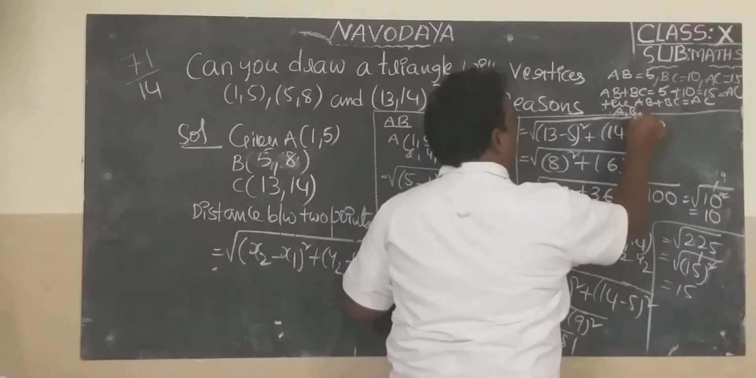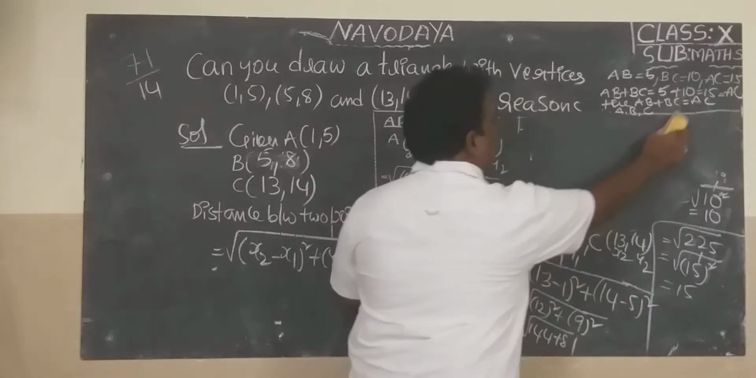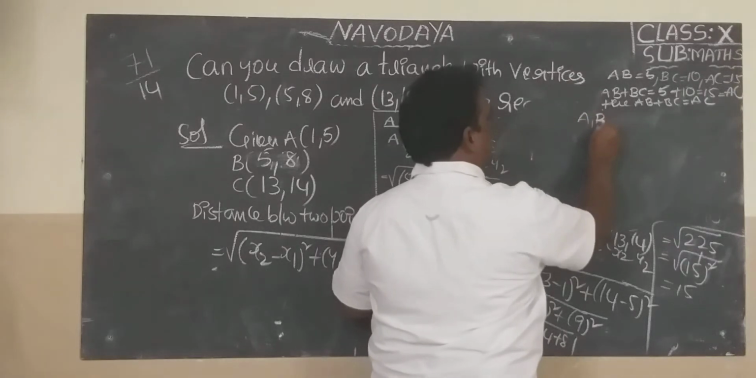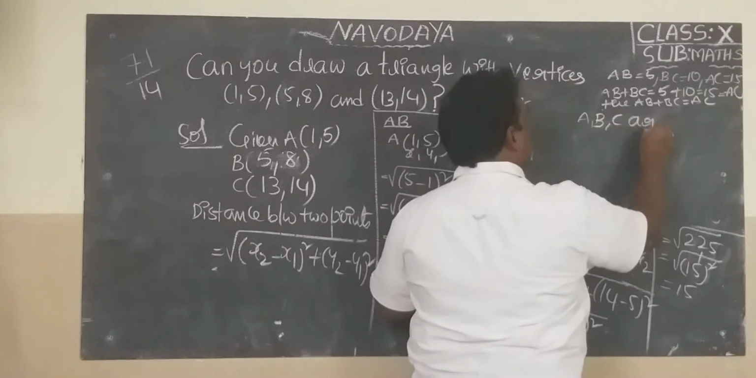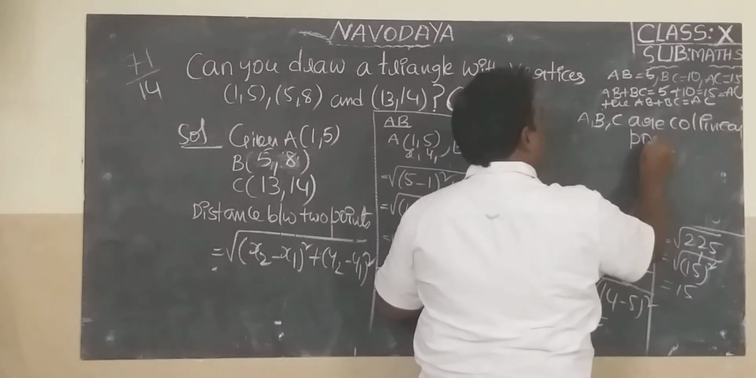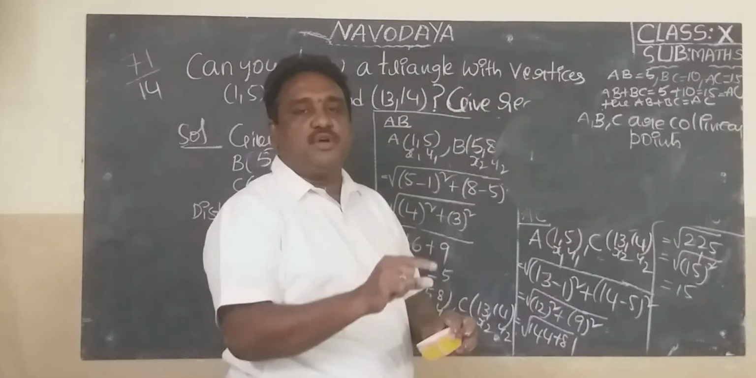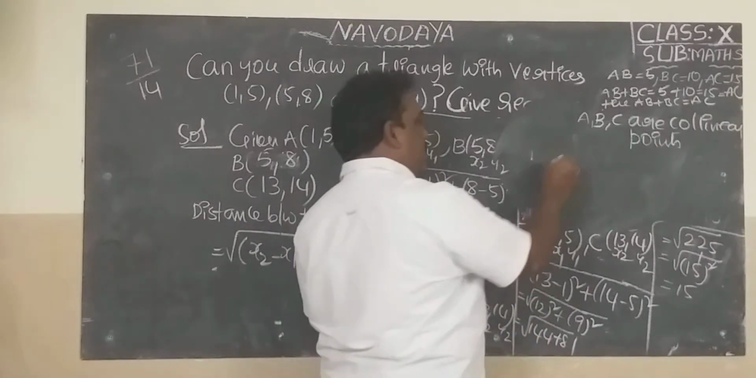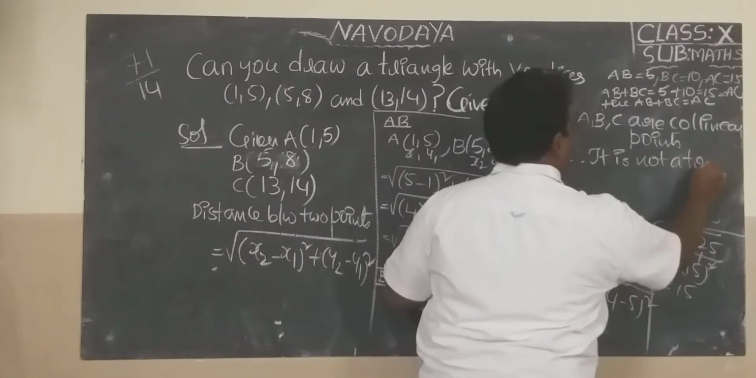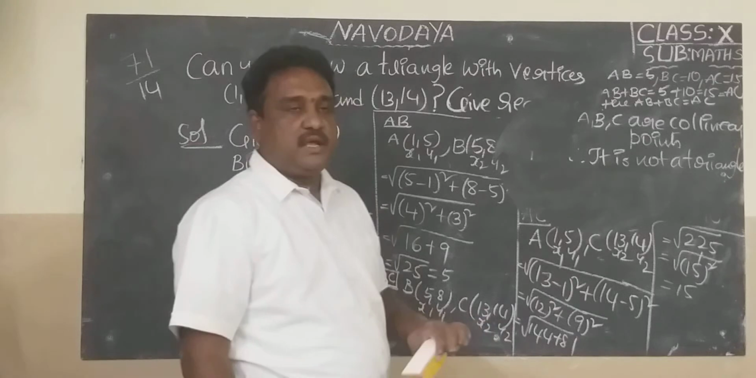Therefore A, B, C are collinear points. I told you already, for collinear points there is no formation of a triangle. Therefore it is not a triangle.